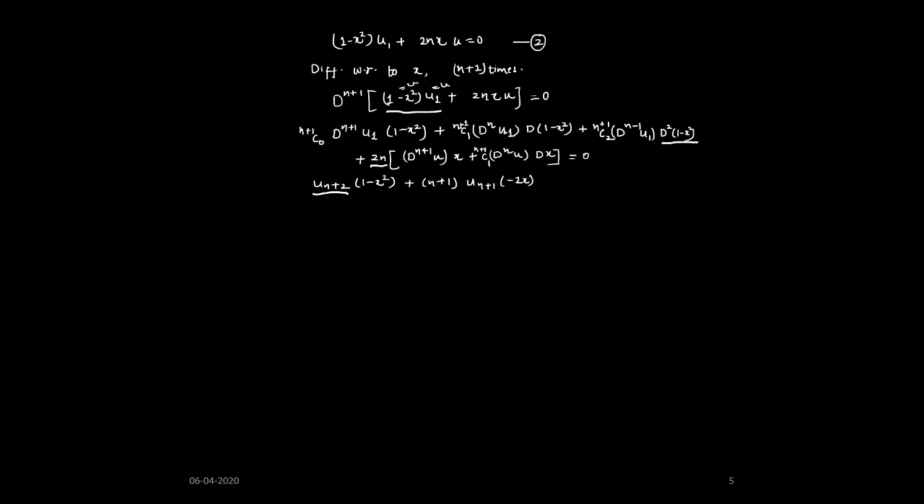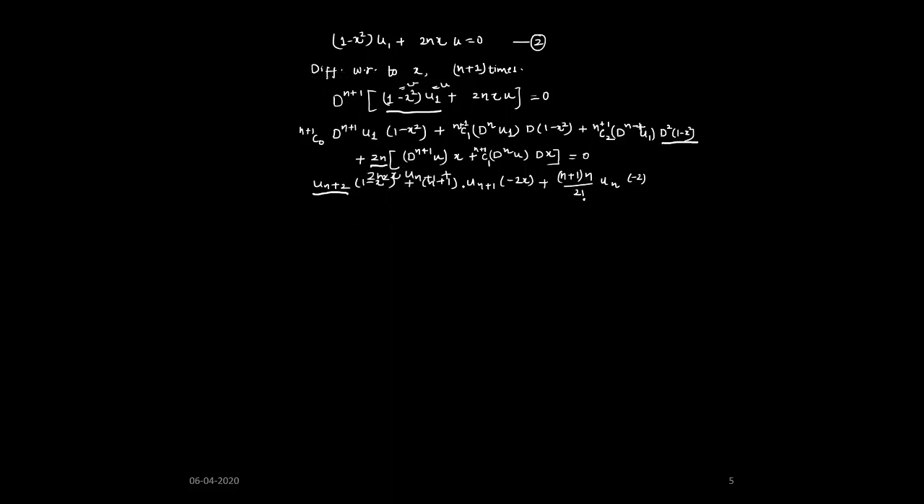u1 is the first derivative, and dn is the nth derivative of u1, so that means we will have the n plus 1th derivative of u. The derivative of 1 minus x square is minus 2x, plus n plus 1 C2. n plus 1 C2 is what? It is n plus 1 times n by 2 factorial, and dn minus 1 u1 is un, and now differentiate this twice, so you'll get minus 2.